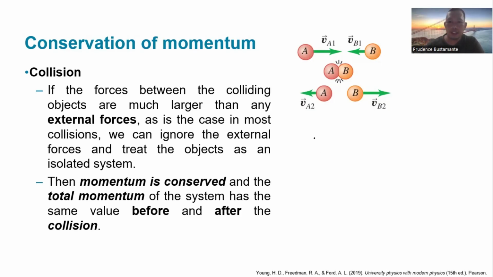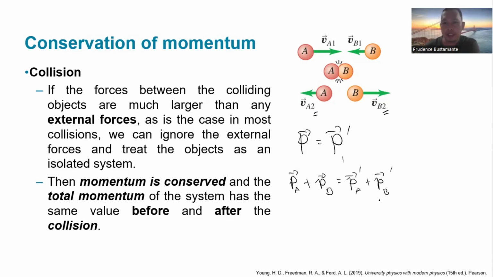So we've discussed that the initial momentum is equal to the final momentum. Meaning, the initial momentum of A plus the initial momentum of B is equal to the final momentum of A plus the final momentum of B. Final means there is a prime. The book is using 2 for final, but we are going to use the superscript prime as the indication that these are final values.